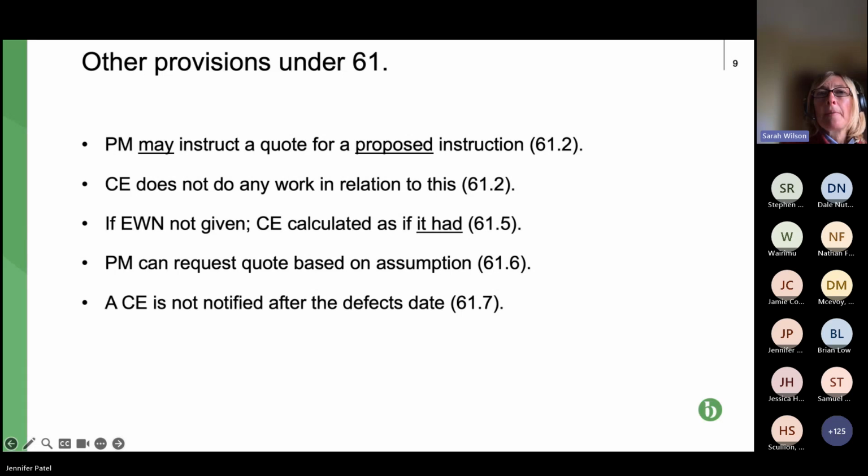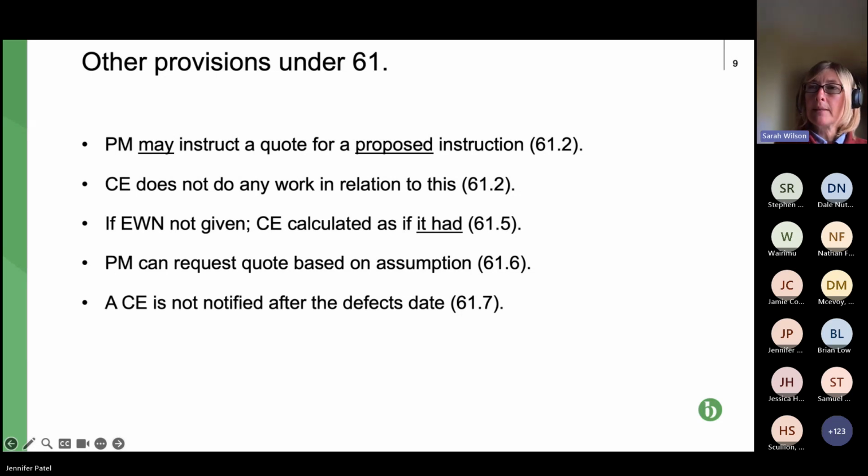The fourth bullet point down, the project manager can request a quote based on an assumption. That's 61.6. A nice, easy example of this is that a CE has occurred, possibly because of a change in the scope, and the PM asks the contractor to provide a quote, but says to the contractor, look, make an assumption when you submit the quote, assume that the ground conditions are X. So it's all favourable ground conditions, for example. And then what happens is the quote's provided on that basis, work is carried out, obviously, and then the contractor encounters ground conditions which are not the most favourable.